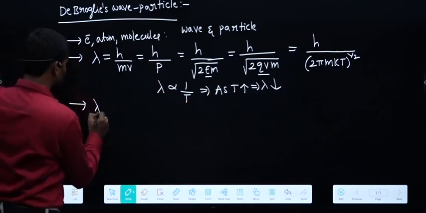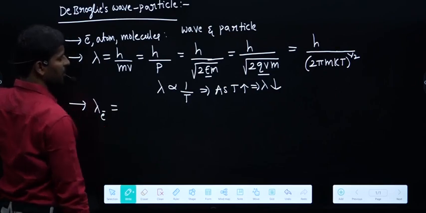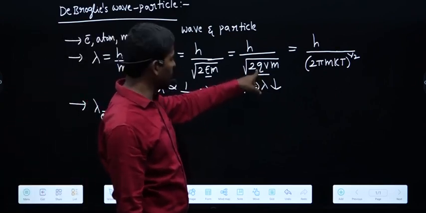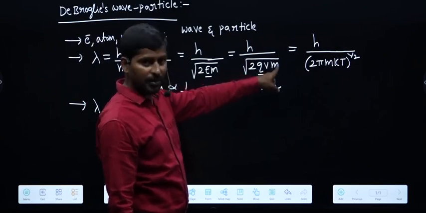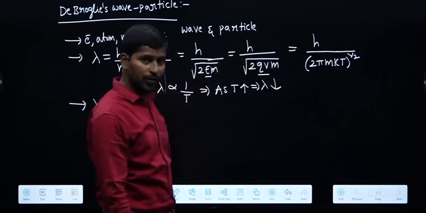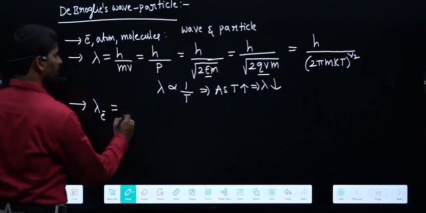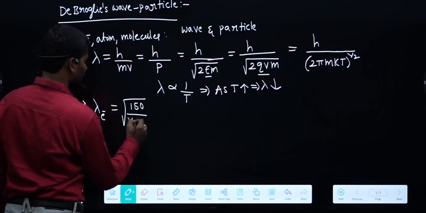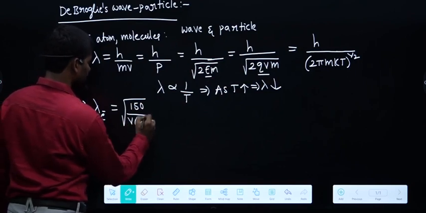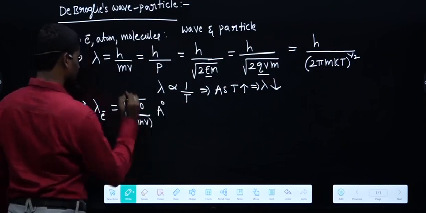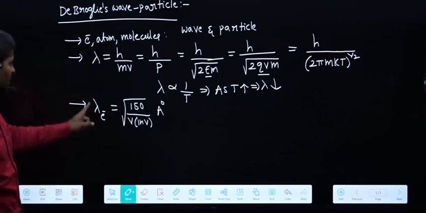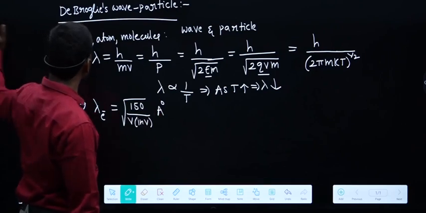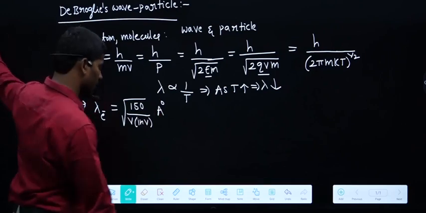For example, if you apply specially to electron, what is the expression for wavelength of electron? We know charge on the electron 1.60 into 10 power minus 19 coulombs. Mass of the electron and Planck's constant are known to us. If you substitute all those constants, we will get square root of 150 by V, with V in volts, in angstroms. This is the expression for wavelength of electron. This is about de Broglie wave particle duality.